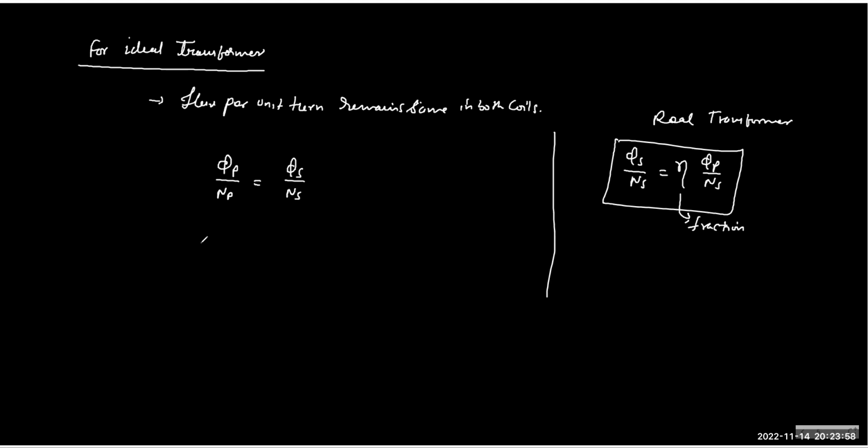Now we can differentiate both sides and put a minus sign. So 1 by NP into d phi B by dt. Basically we are going to use Faraday's law. The rate of change of flux in the primary coil is called the primary EMF, or you can say EP, and NP will come as a bonus. ES by NS, from Faraday's law.